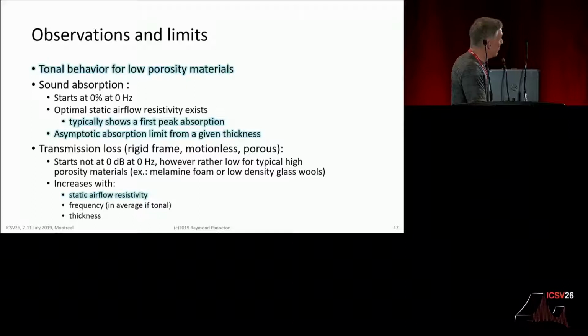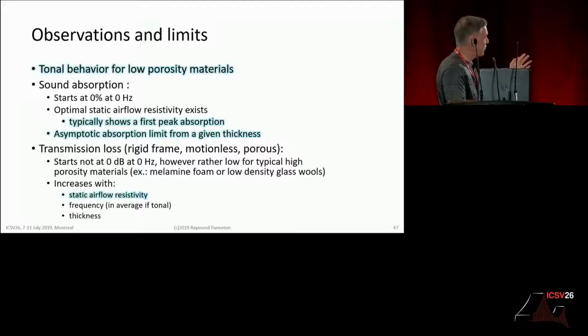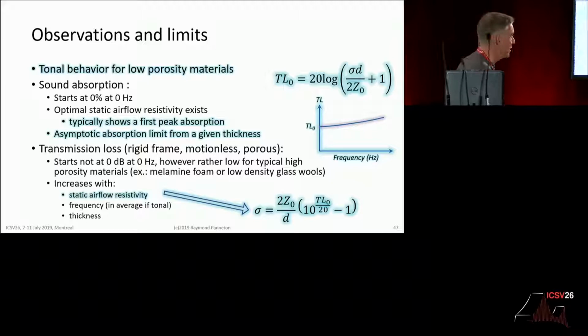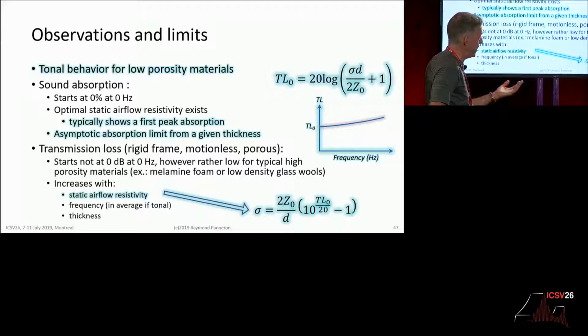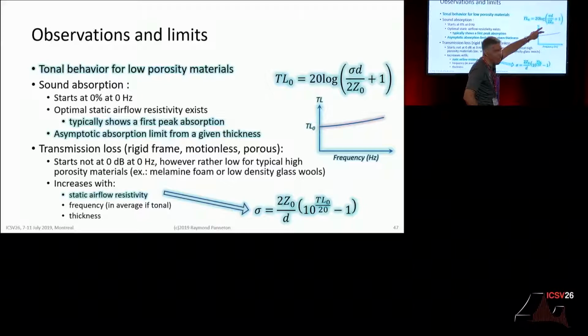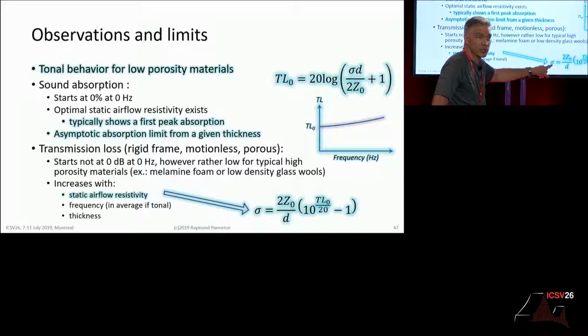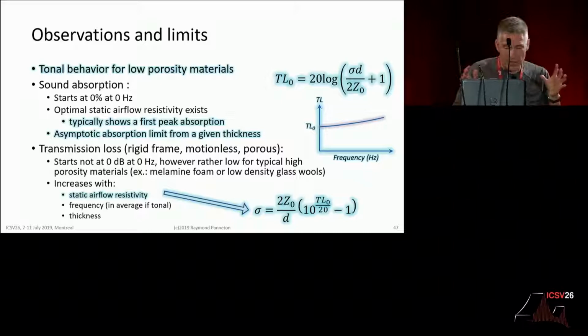And for transmission, it does not start at 0 dB, if the frame is rigid at least. And it's rather low anyway. The transmission will increase with static airflow resistivity, with frequency and thickness. And the fact that we see the inch effect in sound transmission, if we look at the equations and take the low frequency limit, we see that the transmission loss is only given at 0 Hz by the flow resistivity and the thickness. This is the flow resistance of the material, which is sigma d. And of course, we can also derive the flow resistivity from the transmission curve.